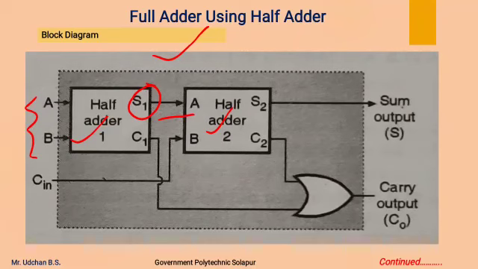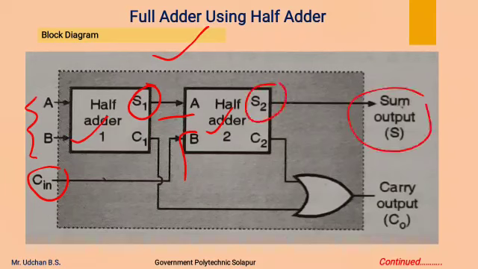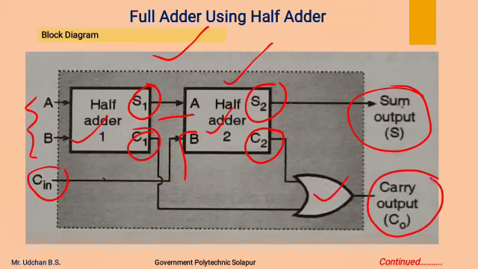After that, a C input is taken, which is given as an input to the second half adder. After that, a sum output is taken, the final sum output of the full adder, from the second half adder of this block diagram. After that, the carry output of the second half adder and the carry output of the first half adder are added together to get the final carry output of the full adder.